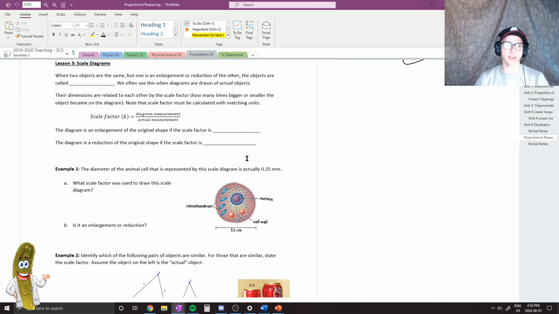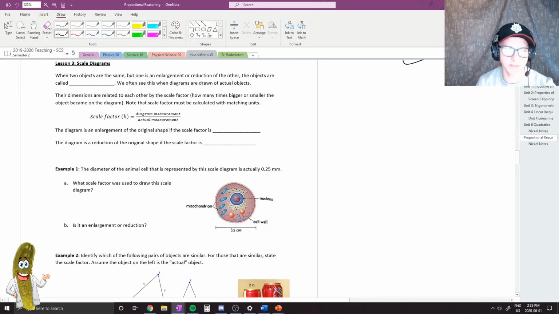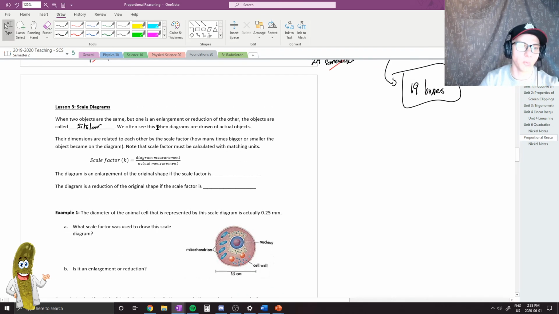But jumping into scale diagrams, we have a couple blanks that we need to fill in to start this off. When two objects are the same, but one is an enlargement or reduction of the other, the objects are called similar. Similar is the term that we want to use. And then we're going to be referring to them as scale diagrams. What scale diagrams refers to is looking at two things. One of them is a scaled down version of what the actual size is.